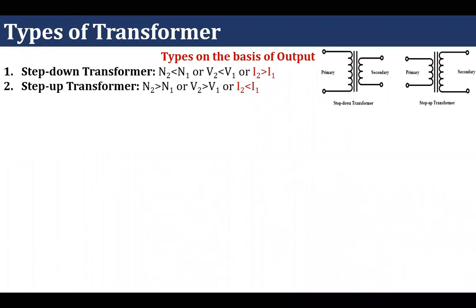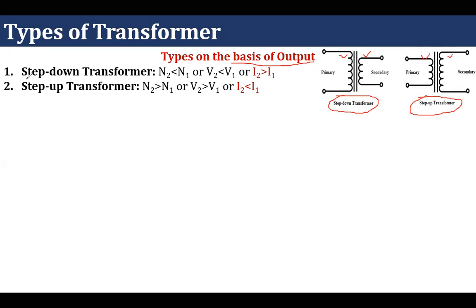Now we'll talk about types of transformer. Firstly, we are going to talk about types depending on the output. On the basis of output, a transformer can be a step down or a step up. If it is a step down transformer, the number of secondary turns will be less than the number of primary turns. If it is a step up transformer, the number of secondary turns will be greater than the number of primary turns.